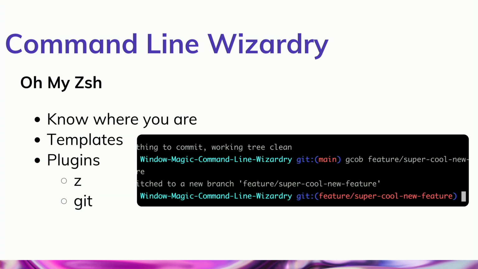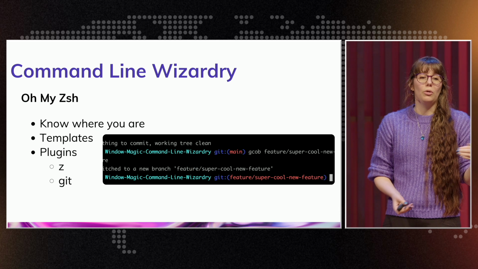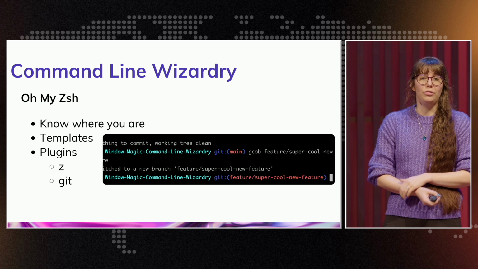We're going to talk a little bit about Oh My Zsh. It's a framework for using Zsh, and I love it. And there's lots of great ones out there. This is the one I love. One of my favorite things about it is knowing where you are. I have a picture of my terminal, and you can see that we're in the Window Magic Command Line Wizardry project, and we're on the feature, super cool new feature.